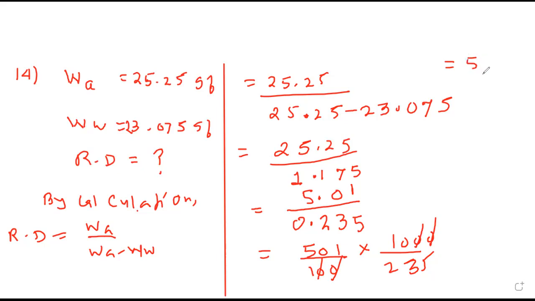We can still cancel by 5. Five into 7, 35. Five into 2 is 10. So this becomes 505 upon 43.5. Divide this roughly. Tell what is the answer.